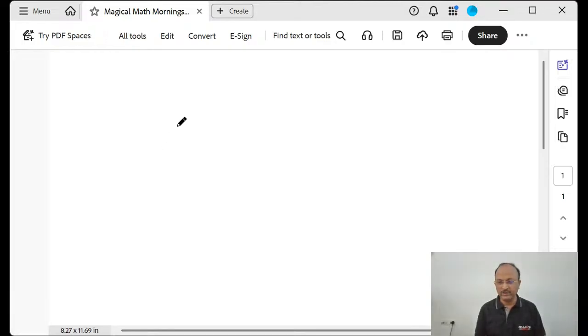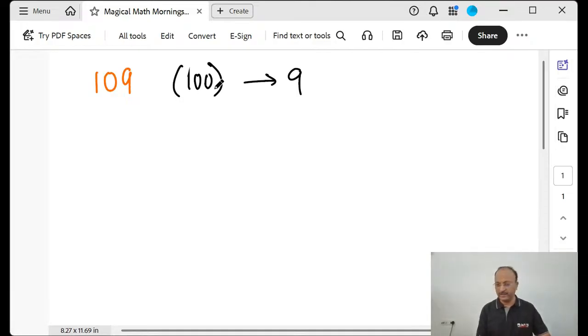Suppose we want to find out the cube of one number, maybe 109. If you want to find the cube of the number 109, the nearest base is 100. First, we should find out what is the deviation of this one from 100. It is deviating by 9, correct? Yes, because 109 is 9 more than 100.